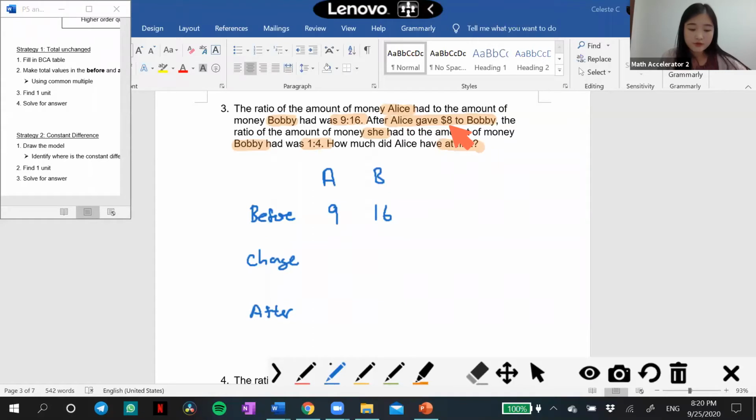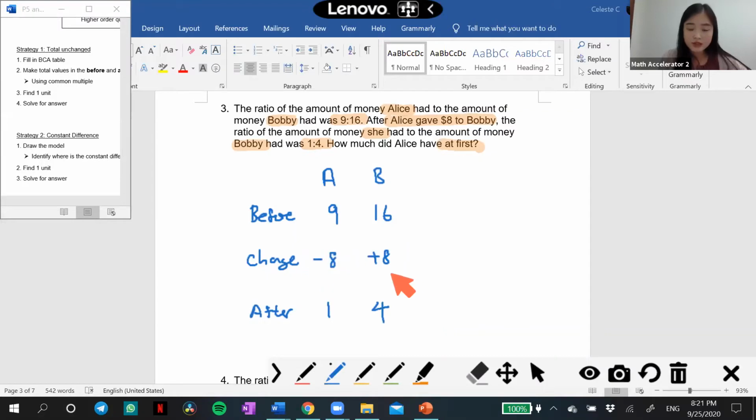Alice gave $8 to Bobby. If Alice gave, it means she minus 8. And Bobby received the 8. That means he added 8. So what's the after? 1:4. Right, it's given. So just fill it into the table.